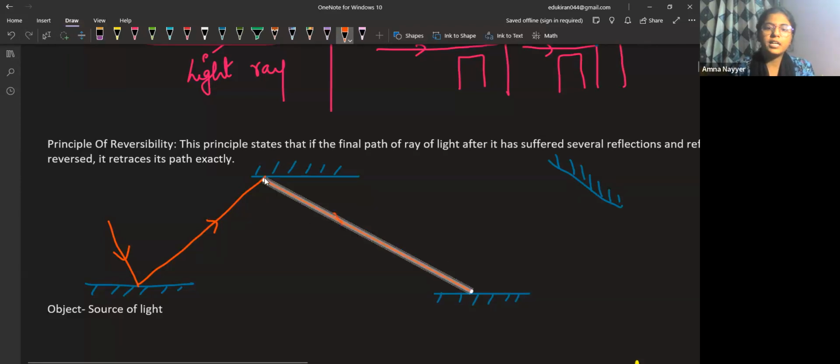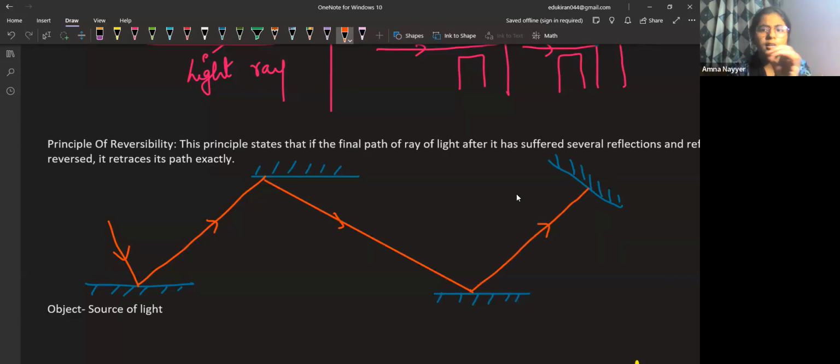So reflection will occur. This will move onto the next mirror. Fine. Now this will also move to it. Now see what is happening in this case. This is an example so that you understand what is meant by principle of reversibility.